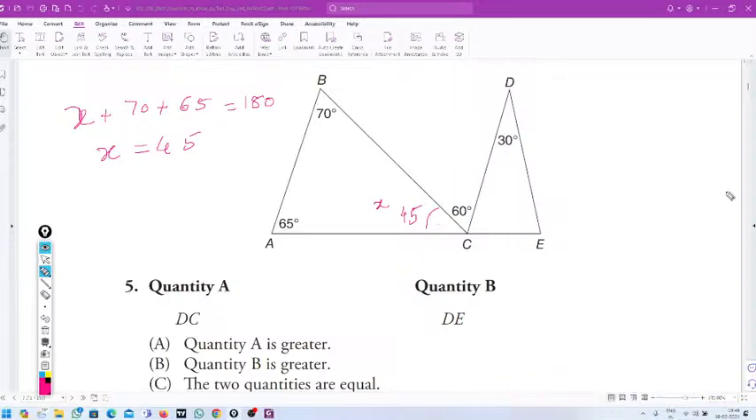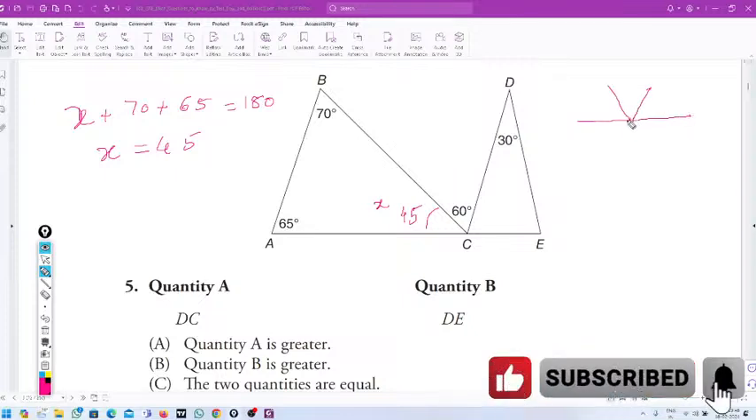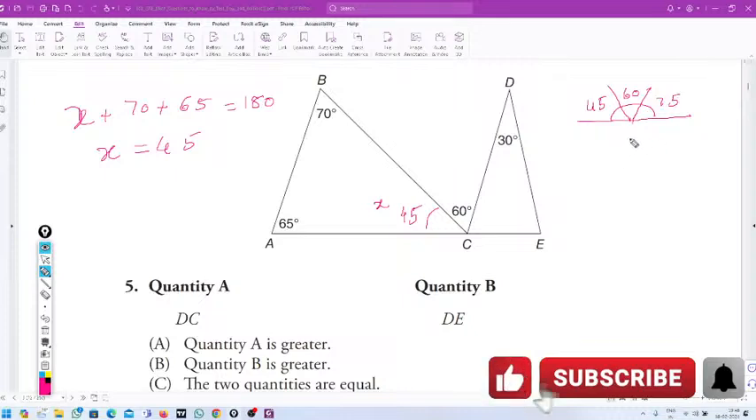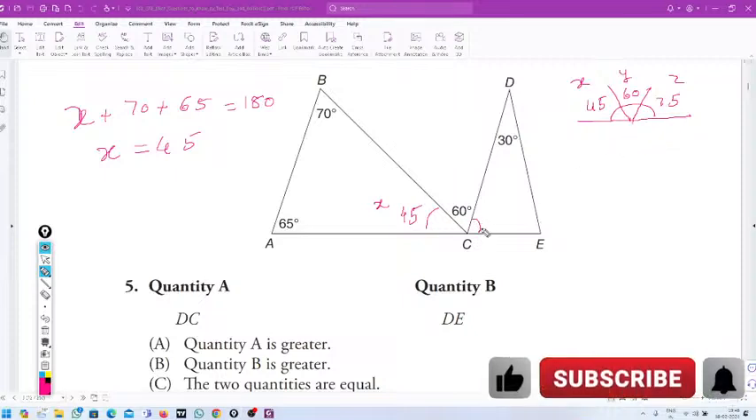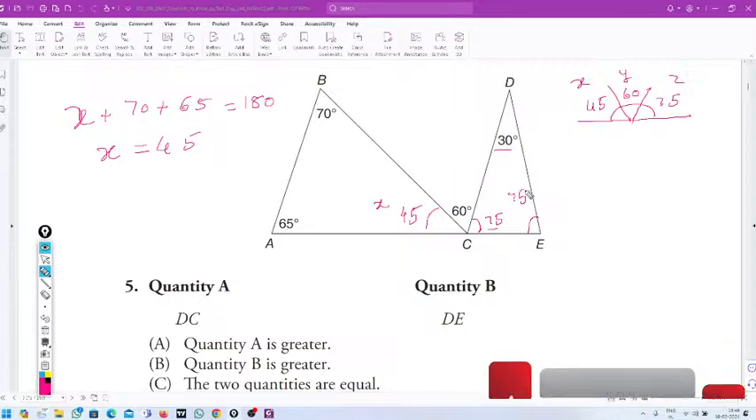When we got x value 45, we know the property that the sum of angles on a straight line is always 180. So this is 45, this is 60, remaining will be 75. Here also the same property: x, y, z together should be 180. So that's why I can mark this as 75. So 30, 75, 105. So remaining also here 75.